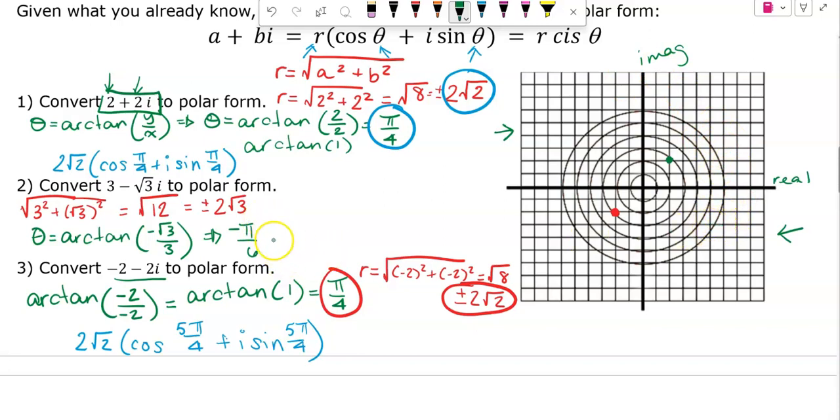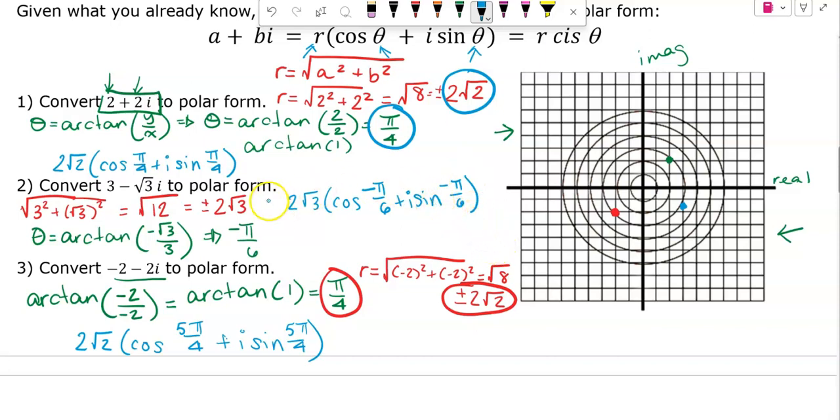So now what I've got here for this one, if I write this out, I'm going to have my r is 2 square root 3 cosine, and it's negative pi over 6. Well, let's make sure. So if I go to plot this 3 negative root 3, sure enough, it's going to be about right here on my complex plane. And so that's okay. I'm going to go ahead and keep this as negative pi over 6. And then I have plus i sine negative pi over 6.